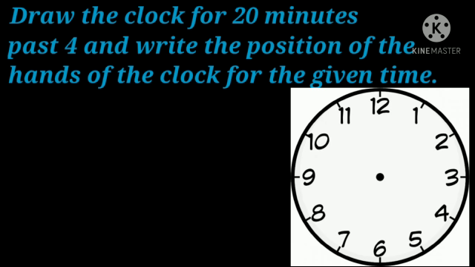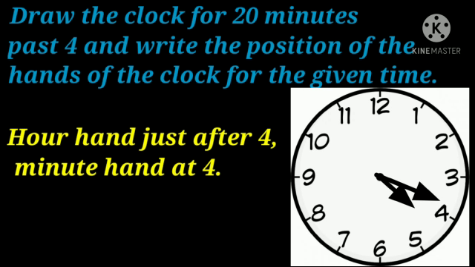Next one. Draw the clock for 20 minutes past 4 and write the position of the hands of the clock for the given time. Now the time given here is 20 minutes past 4. That means the short hand will be at 4 and the long hand for 20 minutes, so 5 fours are 20. So the long hand will be at 4. And the position of the hands will be hour hand just after 4 and minute hand at 4.